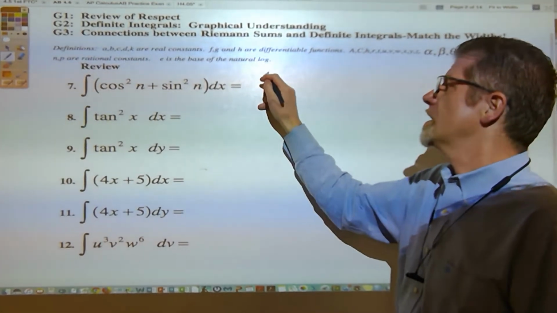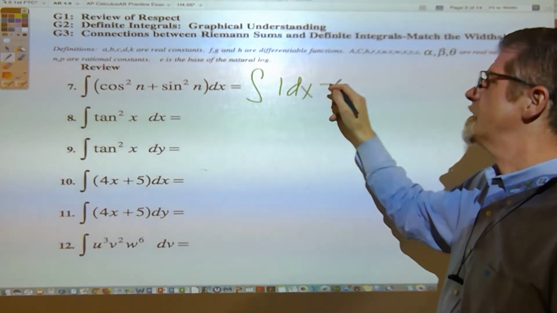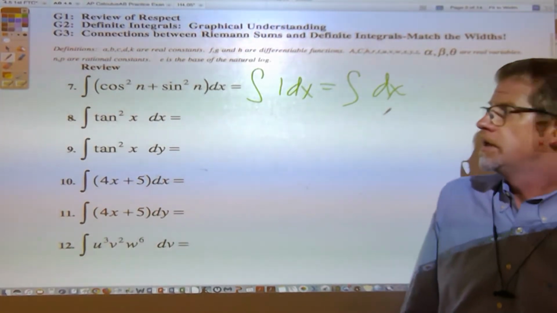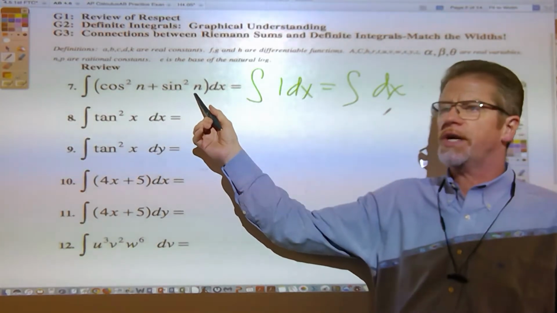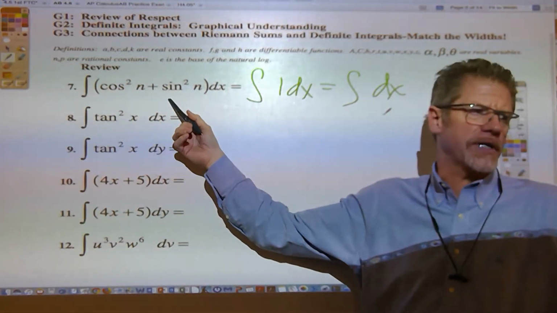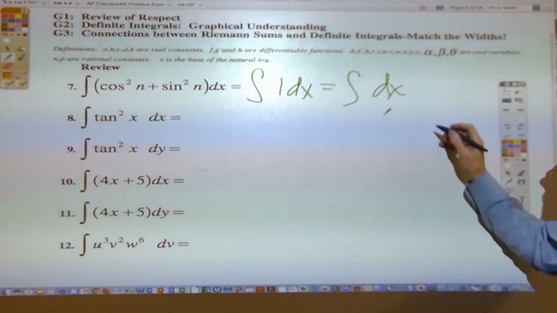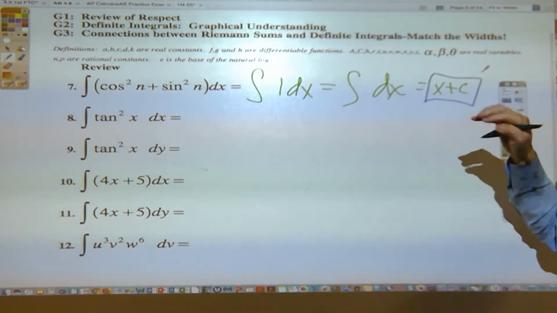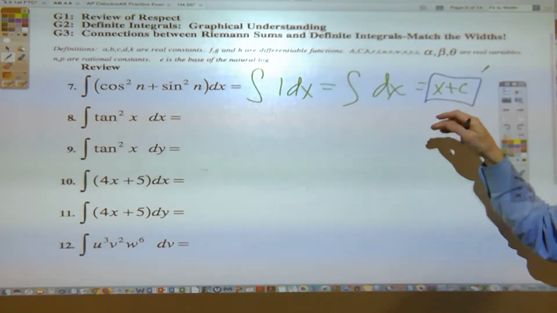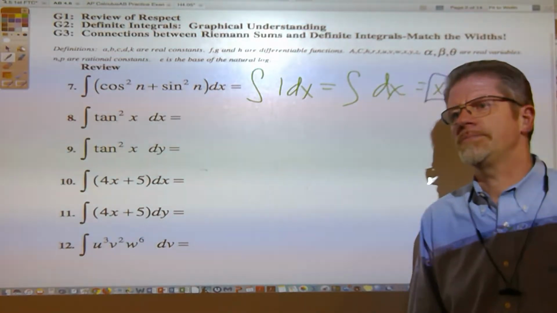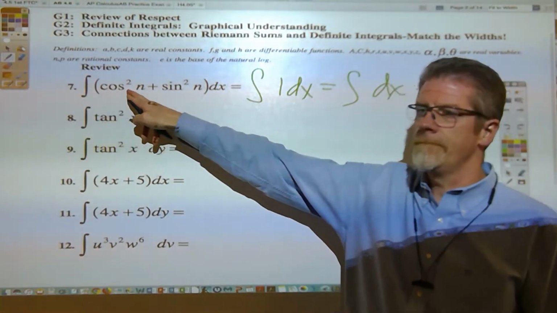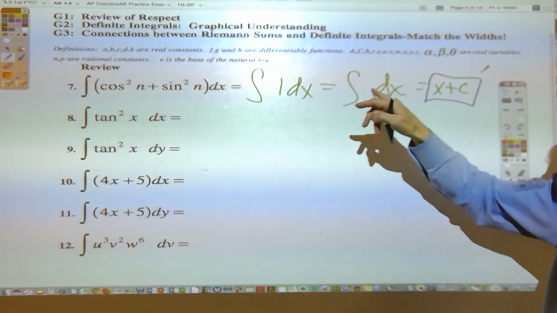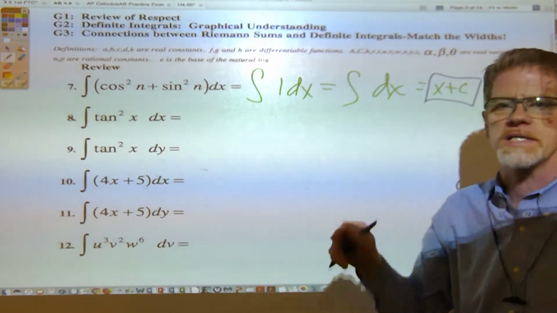Okay, friends, we need to talk. This is an empty canoe problem. There's nothing in the canoe. Sine squared theta plus cosine squared theta is 1. Sine squared n plus cosine squared n equals 1. There's nothing in the canoe, so it's just x plus c. If you did anything else with that, then know that this is all you have to do with problem 7. It's an empty canoe. This is number 1, right? That is the number 1. And its antiderivative is the family x plus c.